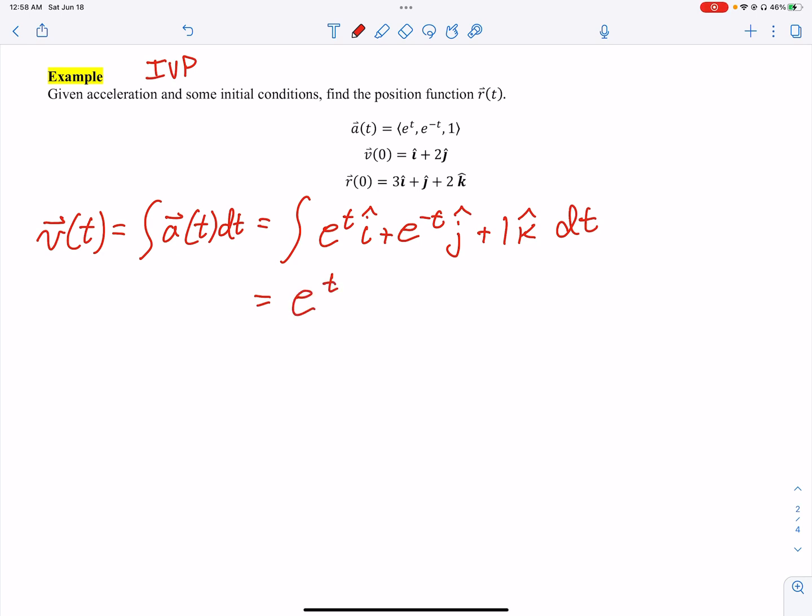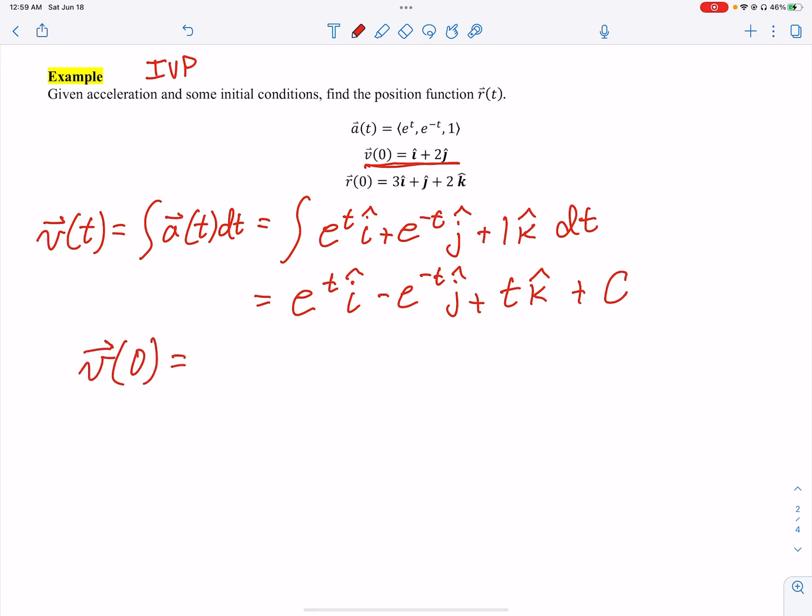So the integral of e to the t is e to the t. Then we get negative e to the negative t, that's j. And then for k, we'll get a t, because it was a 1. Okay, now we get to put a plus c. So we get to run through our initial condition. Now here we have this velocity of 0. I plug that into my function. I get 1i, minus 1j. Plugging in 0, I get 0k. I still like to put it here, plus c. And then I set it equal to that initial condition they gave us.